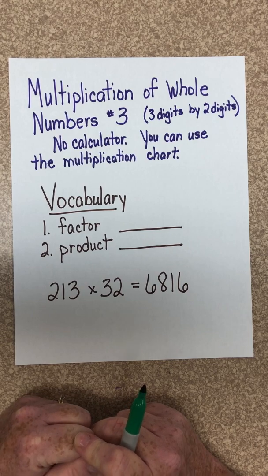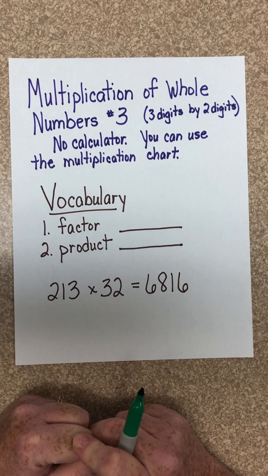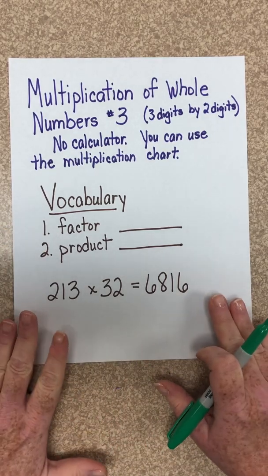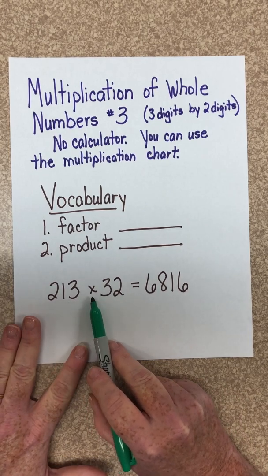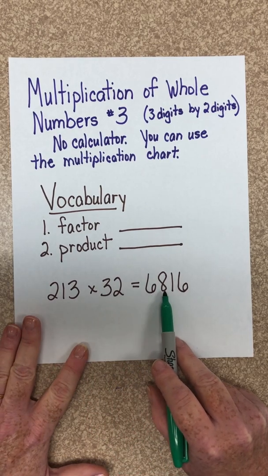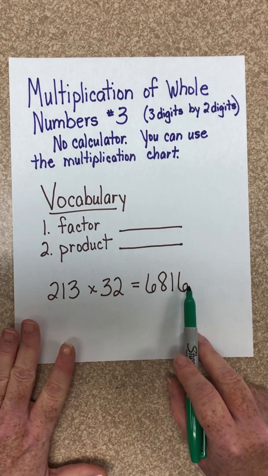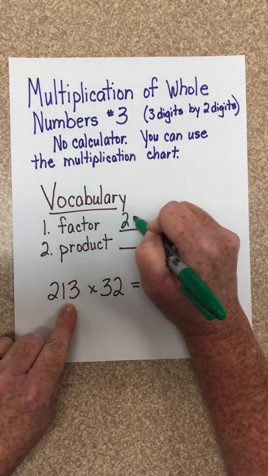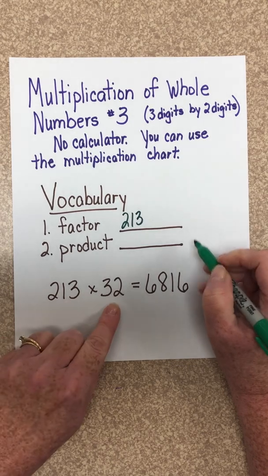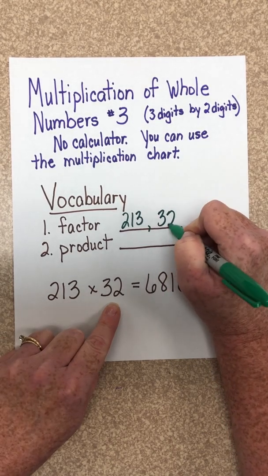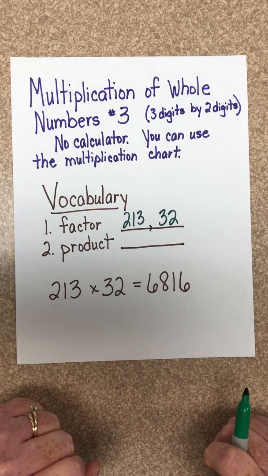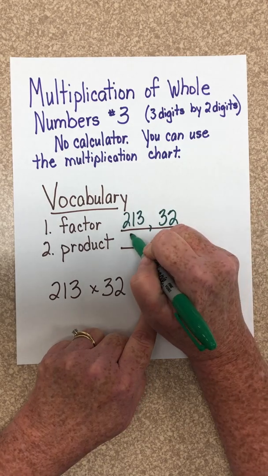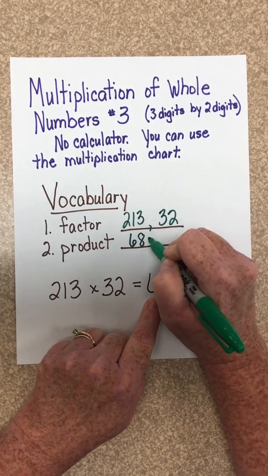Let's begin by reviewing our vocabulary. With multiplication, we have factor and product. So if I look at this problem, 213 times 32 equals 6,816. Which of these are factors? Well, 213 is a factor and 32 is a factor. The answer to multiplication is product. So our answer is 6,816.